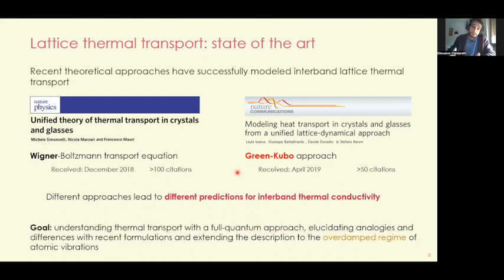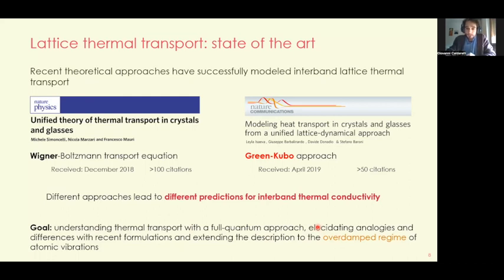So we wanted to understand thermal transport using a full quantum approach, elucidating analogies and differences with different formulations, and try to see if we can derive the expression of thermal conductivity of one approach from the other, and so solving this apparent discrepancy. And while doing this, also examining the description of thermal transport in the so-called overdamped regime of atomic vibration, where the phonon quasiparticle picture breaks down, and I will describe what this means later.